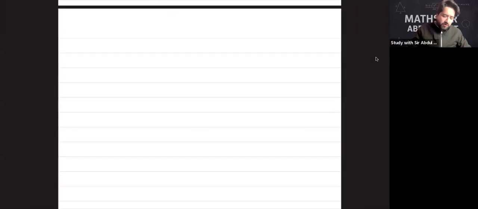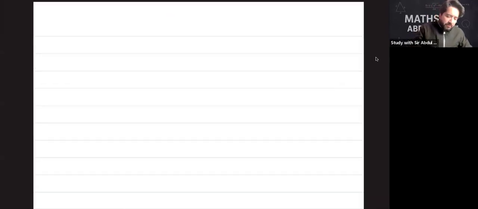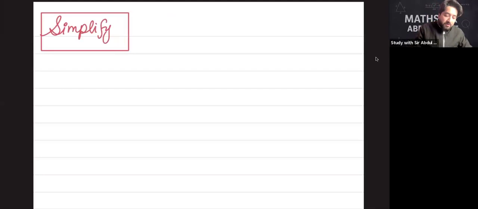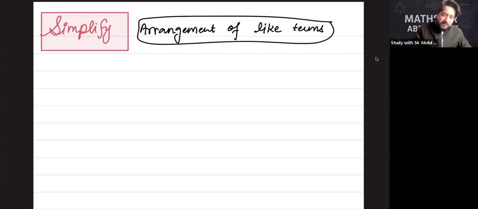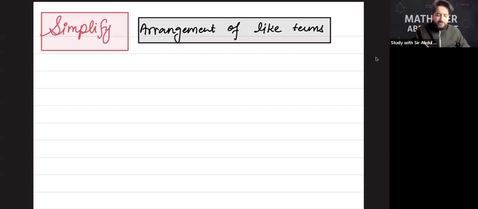One thing, the first word we studied today was simplification, and this question is usually in the examination, especially in non-calculator papers. You get a question like this, and it says simplification. So simplification means technically arranging the like terms. Arrangement of like terms. Agree? I will be doing only one question on that, so please pardon me.